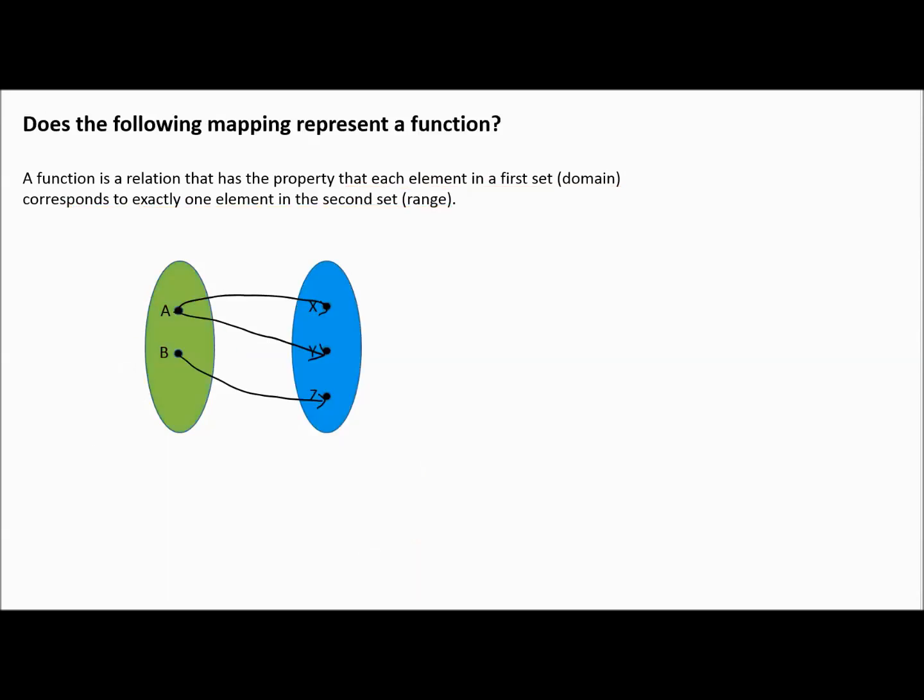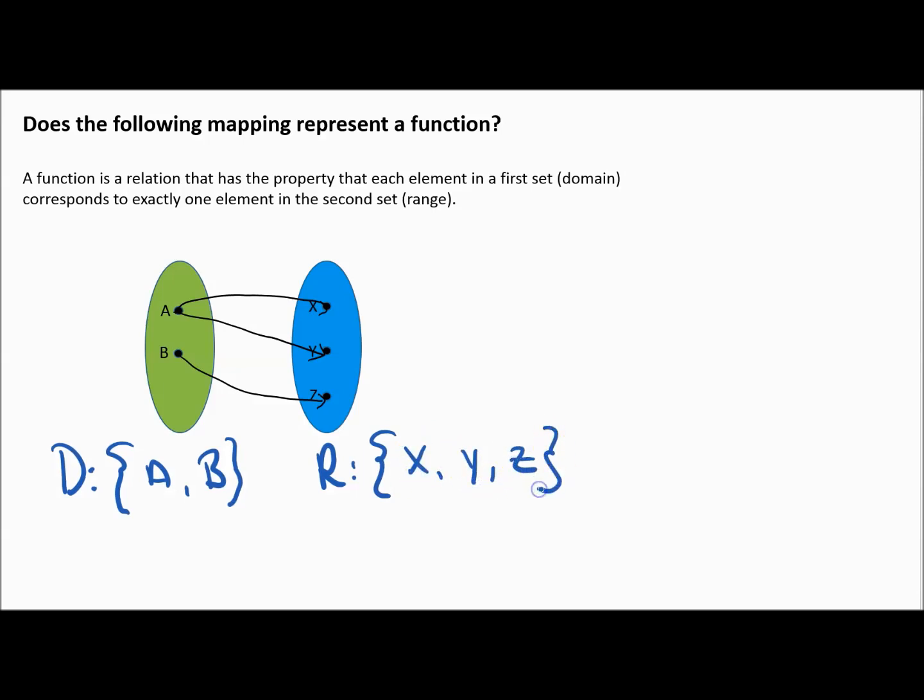Now let's look at another example. It says, does the following mapping represent a function? So here we go again. We're going to take a look at the first set called the domain, and I'm just going to use a capital Z to represent the domain. And the domain has two elements in it, A and B. And the range, I'm just going to use a capital R to represent range, has three elements, and they are X, Y, and Z.